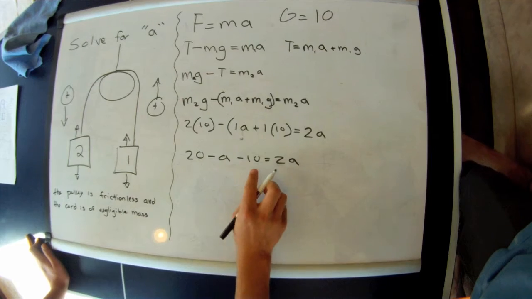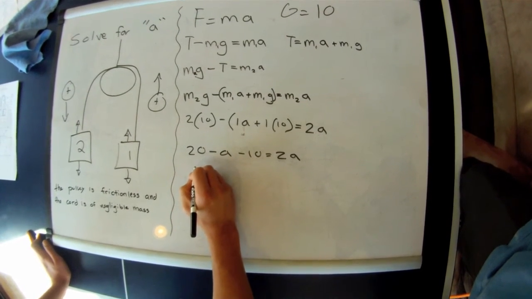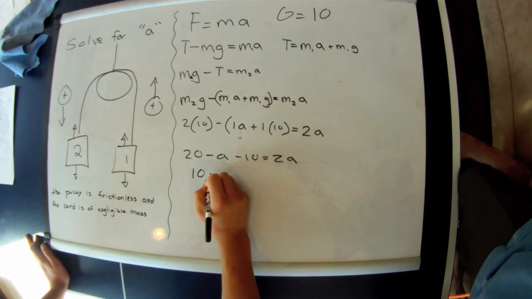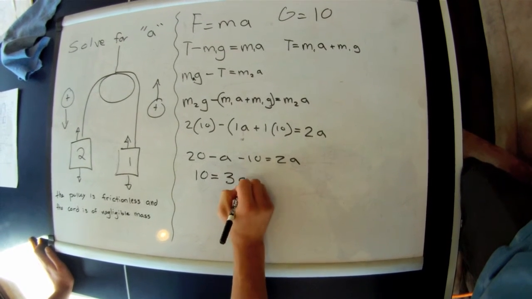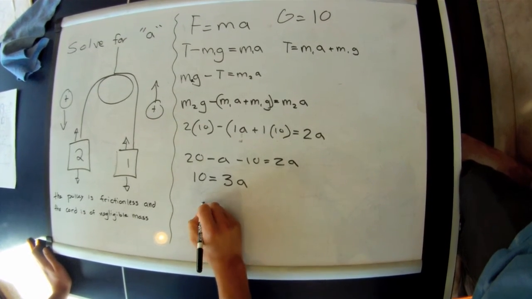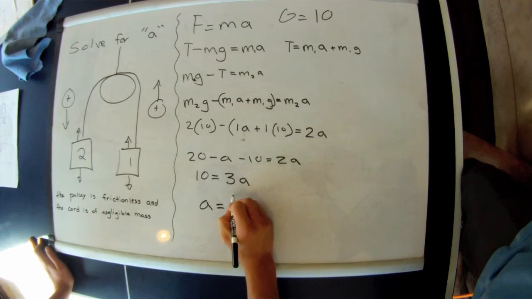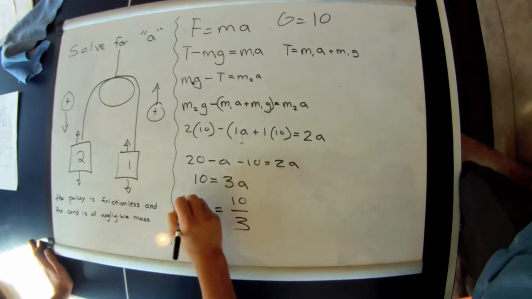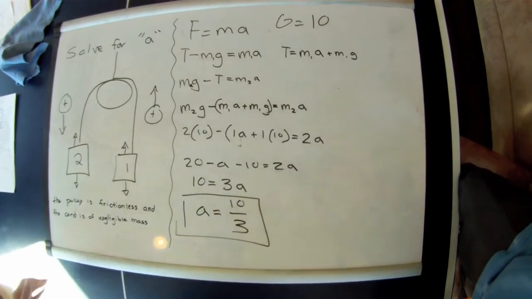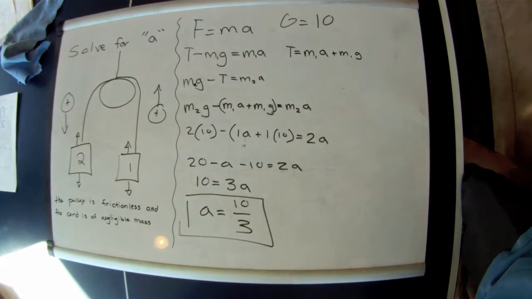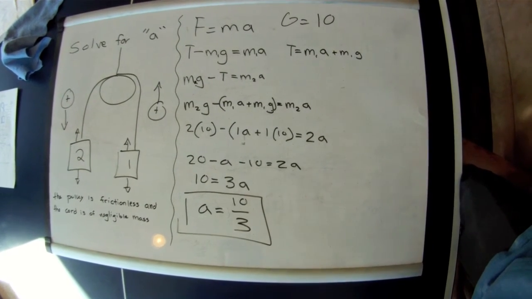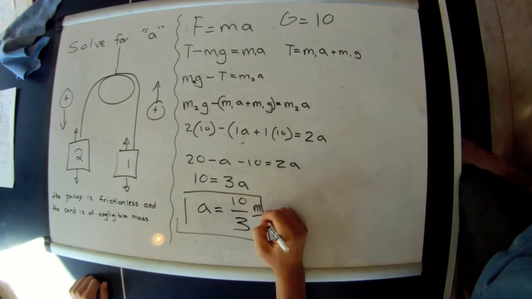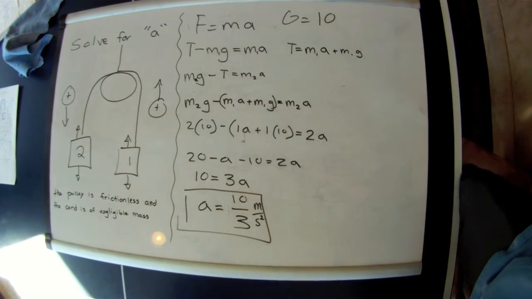Then you bring the a over and simplify this side, so you get 10 is equal to 3a. Then when you divide the 3 over, you get that the acceleration is equal to 10 over 3. And that's your answer, all using the formula F equals ma. Oh, and the acceleration is in meters per second squared.